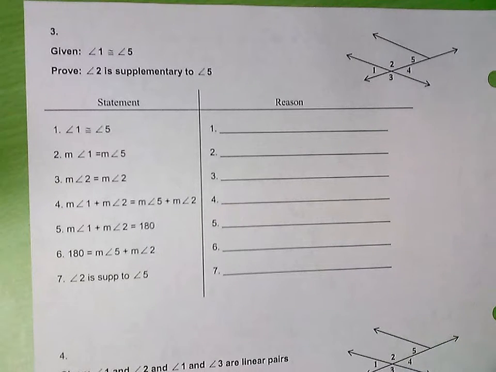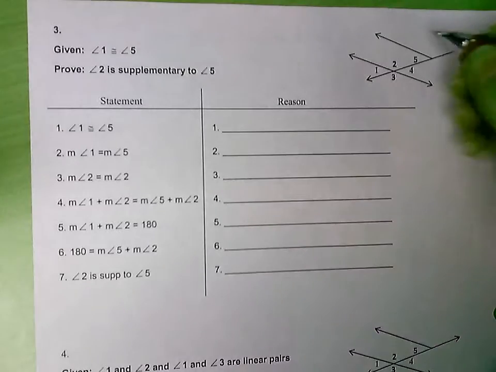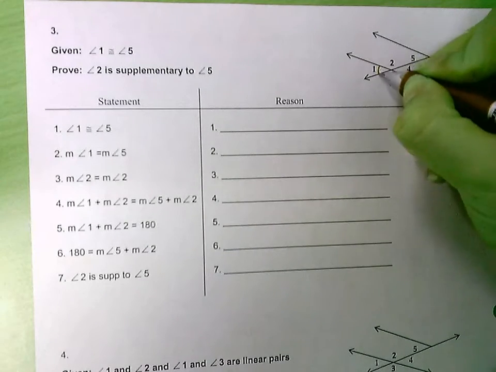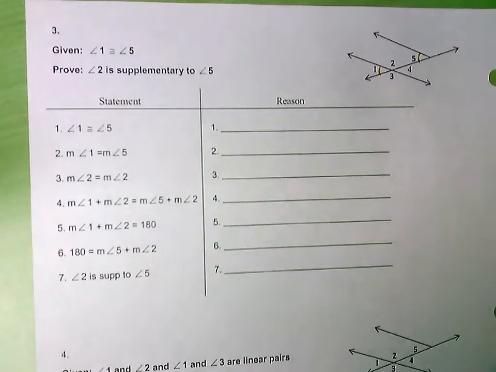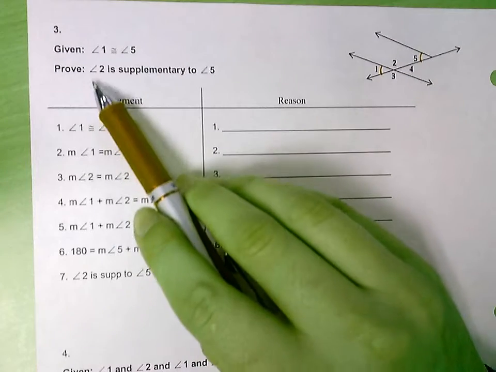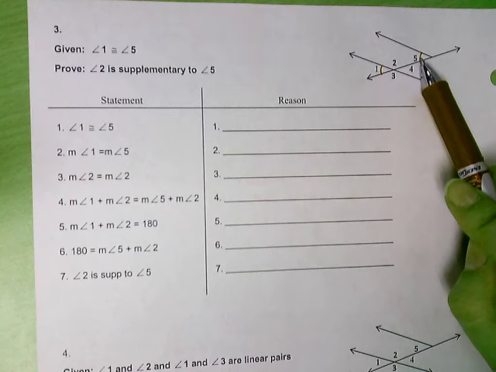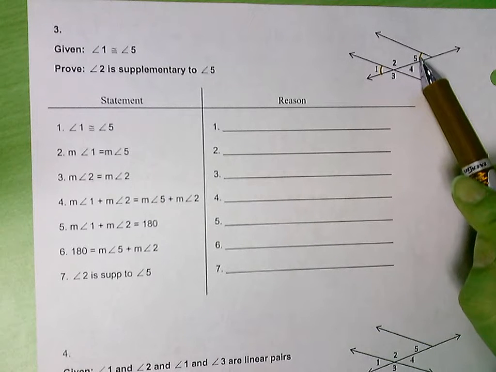So you have your picture drawn over at the right here. We want to look at what we're given. So we have angle 1 is congruent to angle 5. I'm going to label that right away on my picture. Okay? Label those two angles congruent. Now, we want to prove angle 2 is supplementary to angle 5. Okay? Supplementary meaning they add to 180.